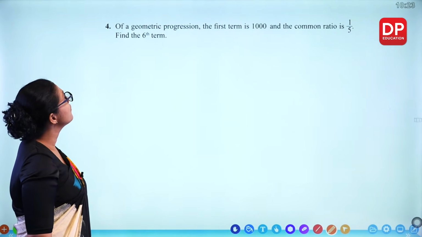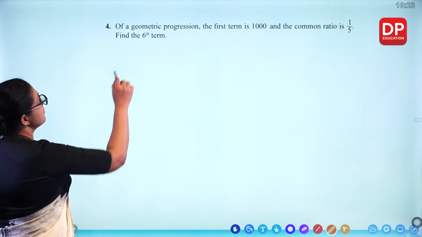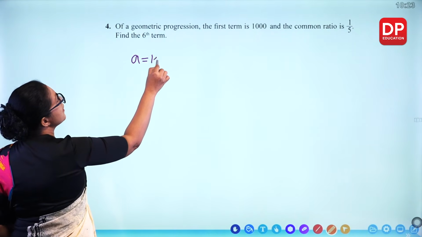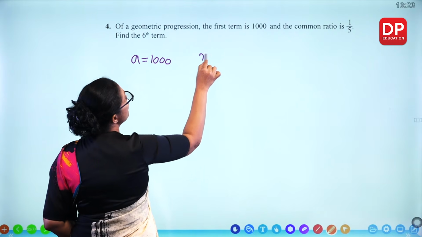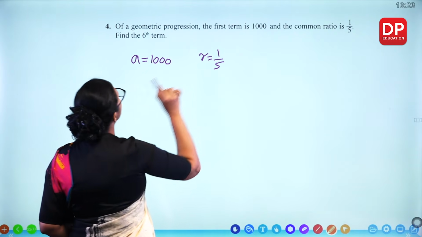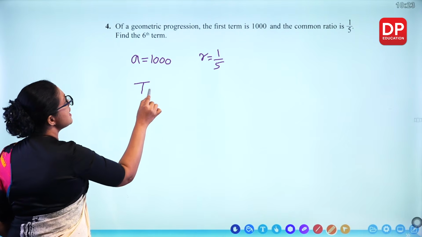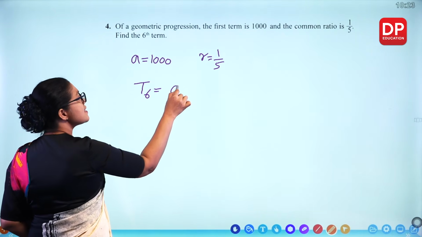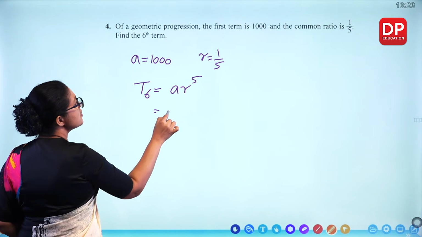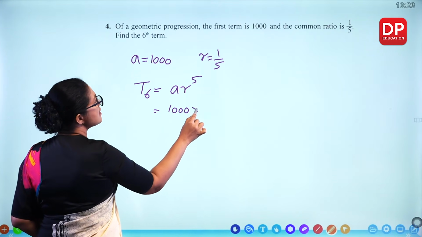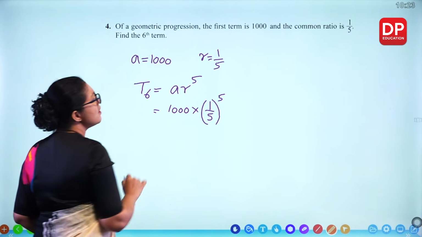Question number 4. Of a geometric progression, the first term is 1000. A is 1000. And the common ratio is 1/5. And find the sixth term. So that means T6. What is T6? AR to the power 5. Now substitute the values. 1000 times 1/5 to the power 5.